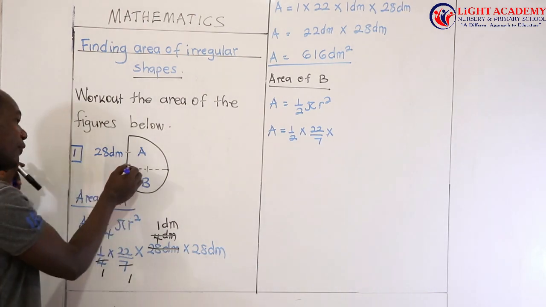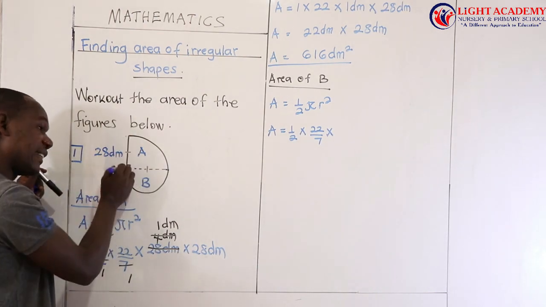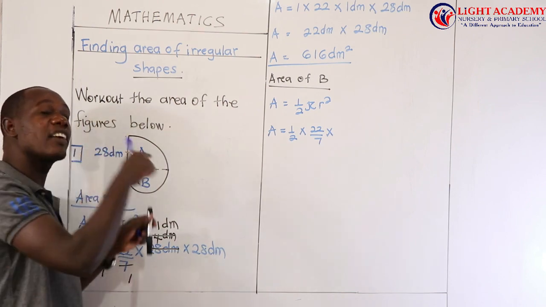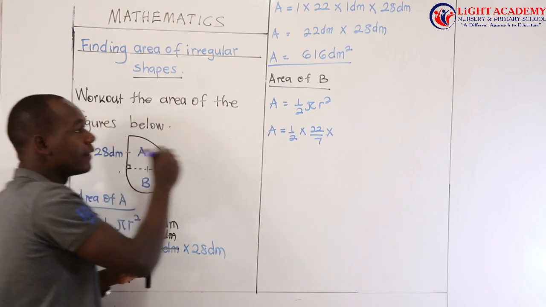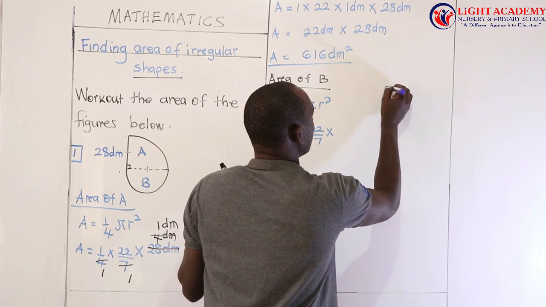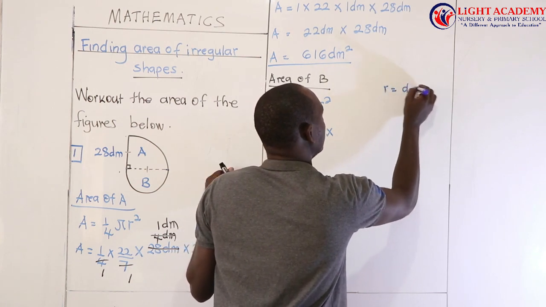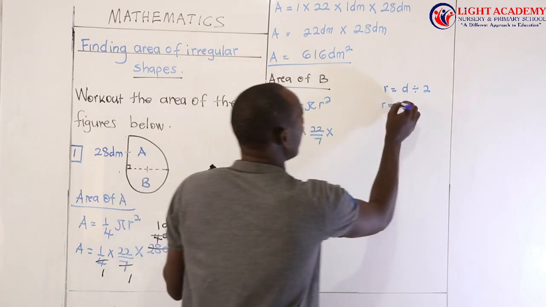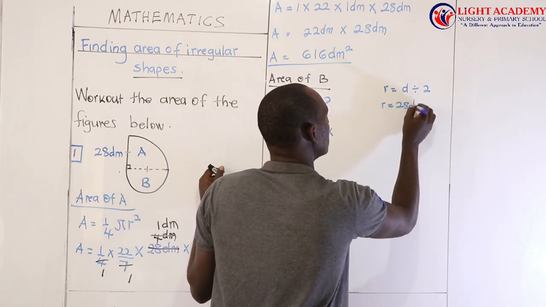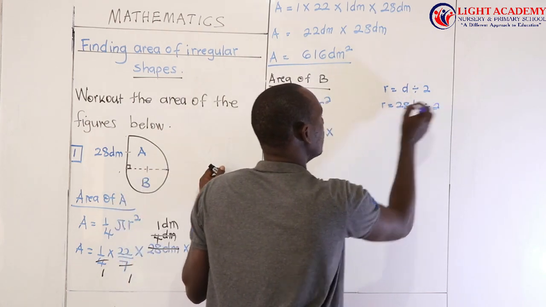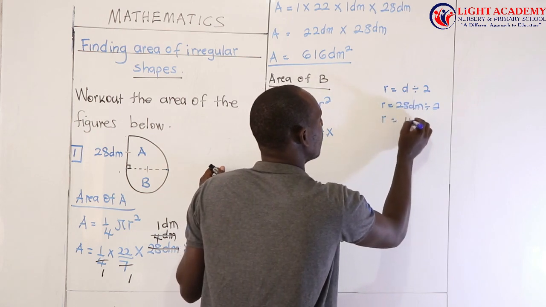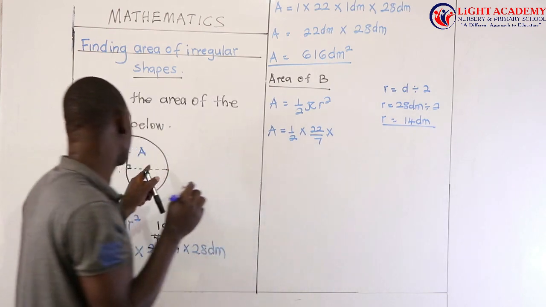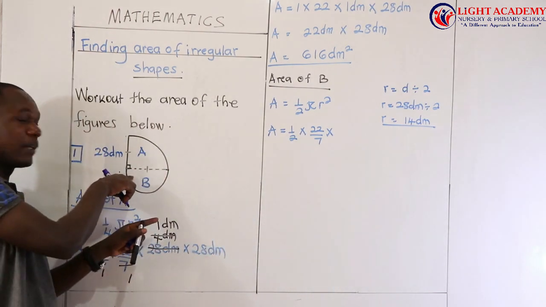So that means if from here up to here is 28, because they are the same, but it is the diameter of figure B, I have to get the radius of part B. Our radius equals the diameter divided by 2. Your radius will be equal to the diameter, which is 28 decimeters, divided by 2. And your radius will be equal to 14 decimeters. And that is the radius of the semicircle, which is below here.